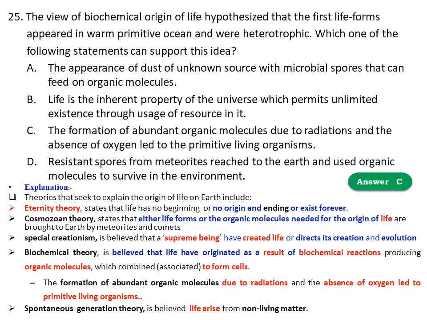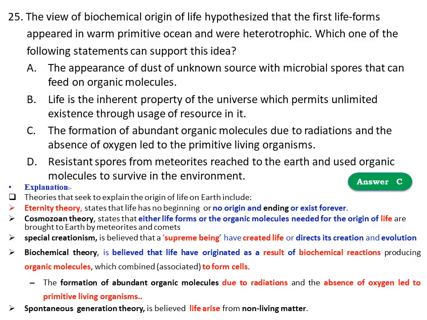We can also look at the theories of how life originated, the theories that seek to explain the origin of life. These include eternity, where life has no beginning. Cosmology theory, where life comes from the organic molecules needed for the origin of life arriving through a meteorite or comet. And special creation, which says a supreme being created life.